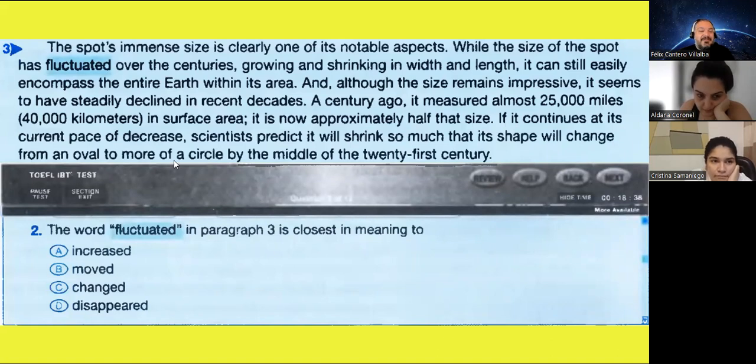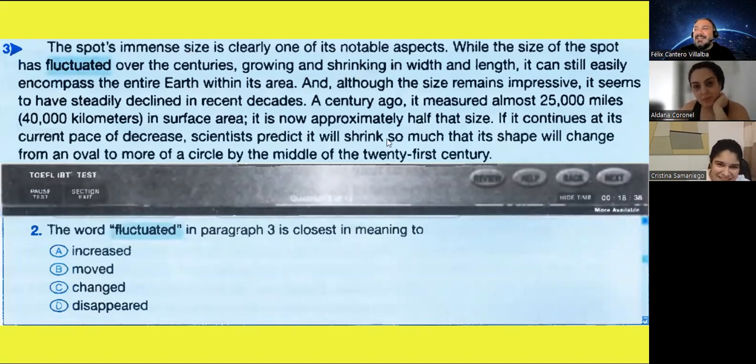So fluctuated for us is a very common word. Fluctuate, fluctuar. The economy. Exactly. We have learned this word probably in elementary school already. However, shrinking might be more difficult. So, yes, grow is crecer, shrink is encogerse. So in this case, for English speakers, shrinking is the easy word and fluctuate is a difficult word. And for us, it's the opposite.